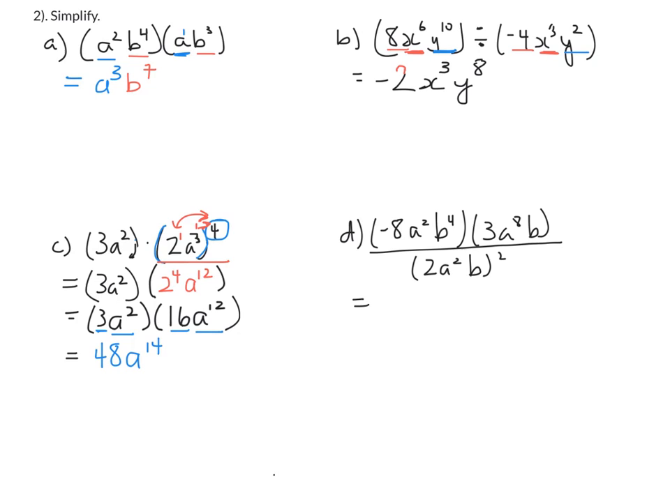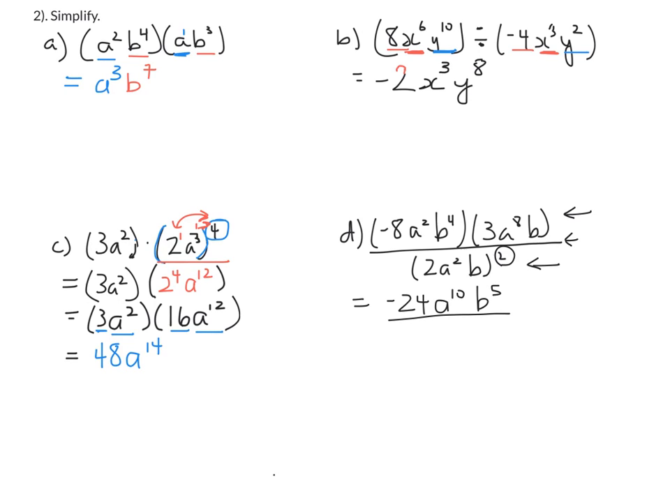Now on the top, I've got straight up multiplying, so I've got to calculate that multiplication before I can do dividing. And on the bottom, I have an exponent of 2 here that I'm going to need to evaluate. So I'm going to straight up multiply that numerator together. Negative 8 times 3 is negative 24. A squared times a to the 8 would be a to the 10. 2 plus 8 is 10. B to the 4 times b to the 1 would be a b to the 5. 4 plus 1 is 5.